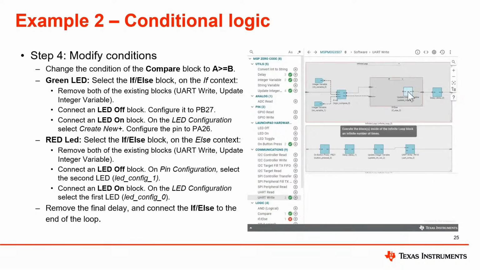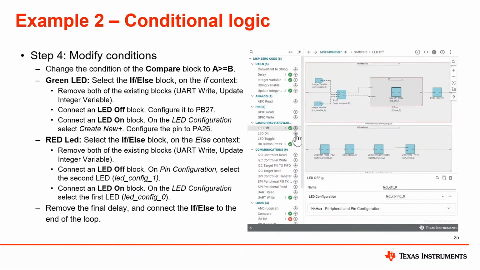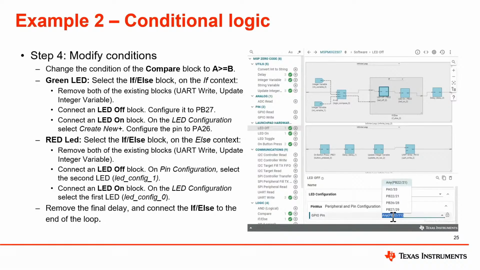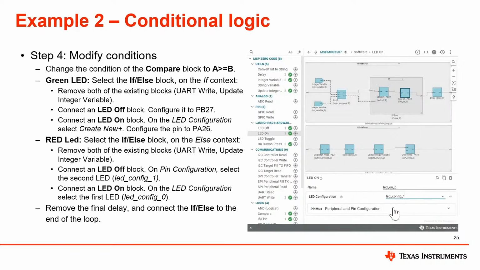The last step here is to help modify the condition. So this is the third loop with the compare functionality. So the first thing that would be helpful here is to change the condition of the compare block. Previously, it was different, and now we need to go to A is greater than or equal to B in order to fit exactly what we're looking for here in this system.